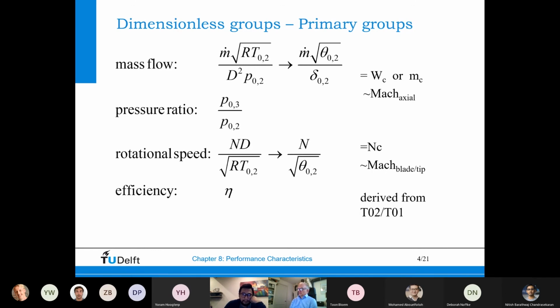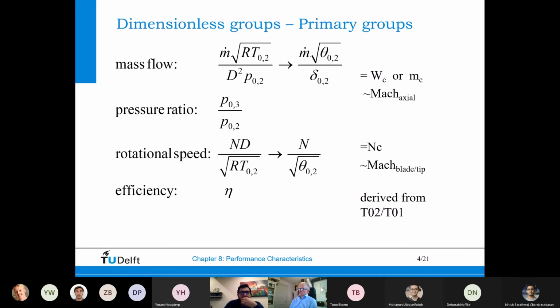Now that corrected rotor speed is proportional to the Mach number of the blade in the circumferential direction. You could say the blade tip, but it doesn't matter. It's proportional to Mach. So these two numbers are very much in terms of aerodynamic properties.